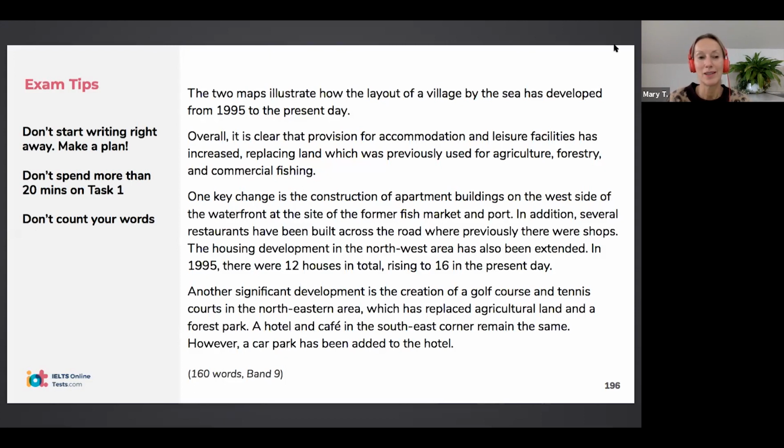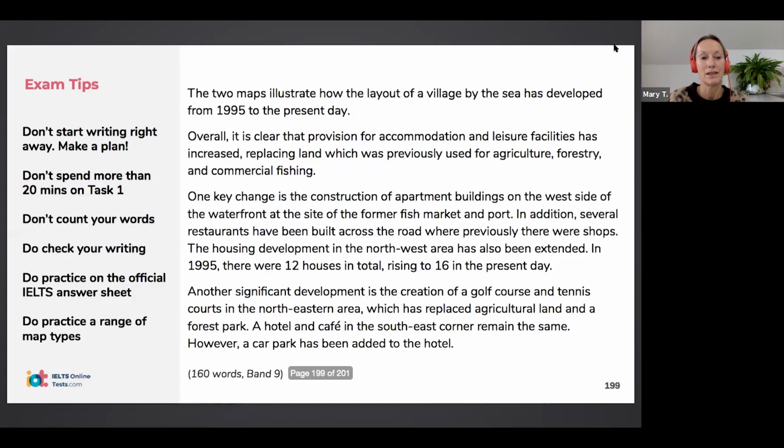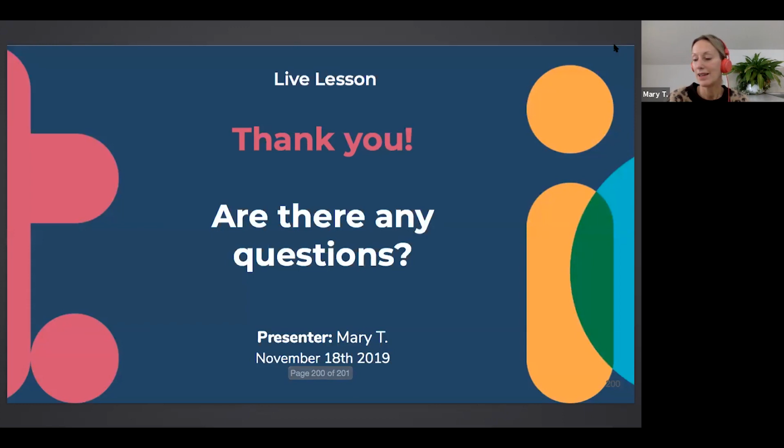Another thing people tend to do is count words, which will take up time. So try to work out how many words you include per line. If you practice a lot beforehand, that should be quite easy. Make sure you leave some time to check. And obviously make sure that you practice on the official IELTS answer sheet and a range of map types. Okay, and that's it. Thank you.